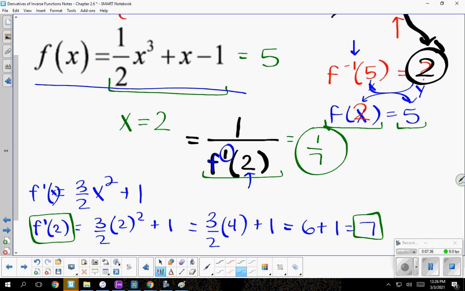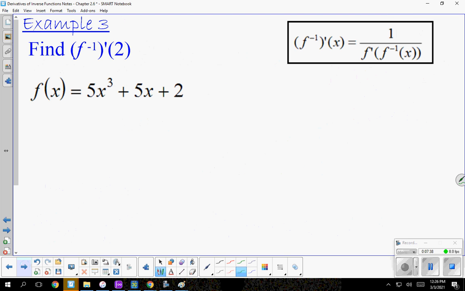Okay. We're going to do, I think, one more example on this. And this one now says find f inverse derivative of 2. So if I could, I'm going to find the inverse function. I'm going to then take its derivative and plug in 2. But if we look at this, I can't find the inverse because I can't isolate the x. So I must use this formula. Okay? So, again, here's how I remember this.